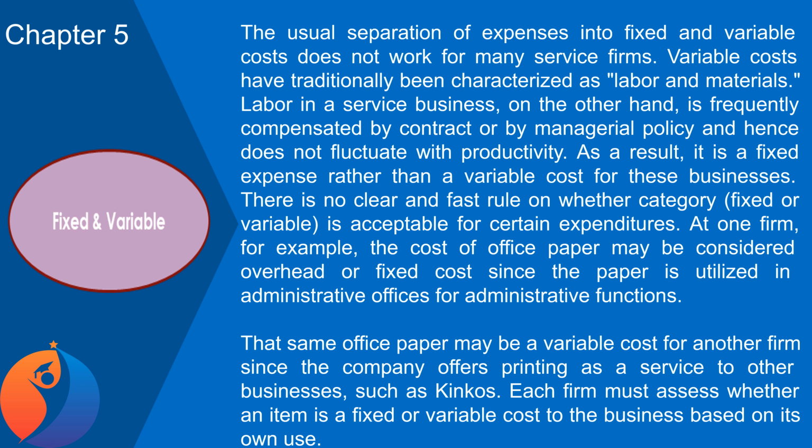There is no clear and fast rule on whether a category, fixed or variable, is acceptable for certain expenditures. At one firm, for example, the cost of office paper may be considered overhead or fixed costs since the paper is utilized in administrative offices for administrative functions. That same office paper may be a variable cost for another firm since the company offers printing as a service to other businesses, such as Kinko's.